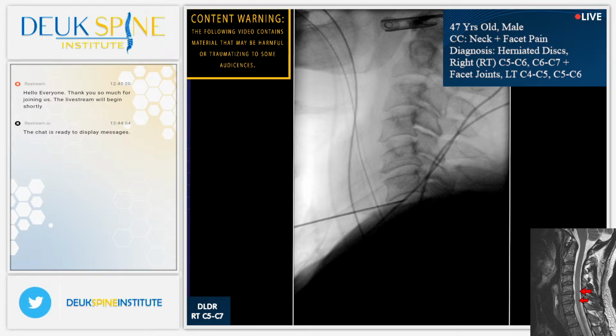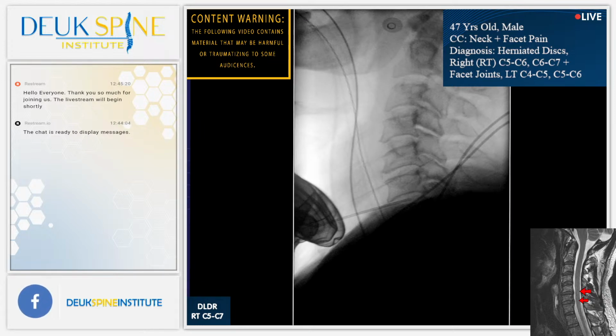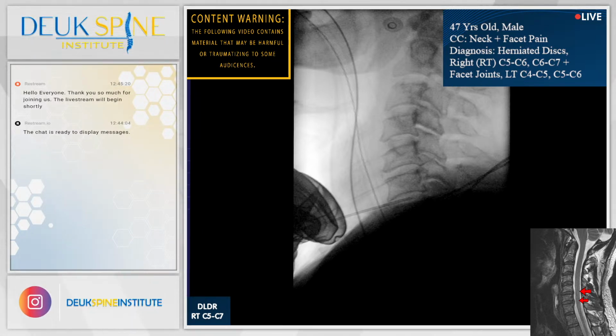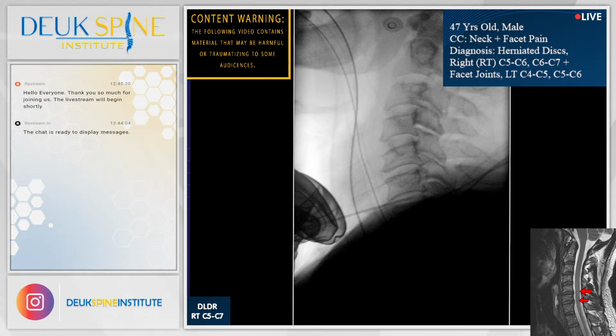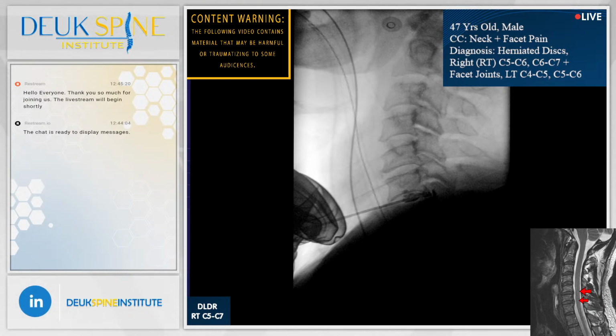We're going to do a discogram next because we're at 6, 7. Shot. That's a little bit better, but we need to move them more. 2, 3, 4, 5, 6, 7. Everyone agree? Shot. All right, there's the dye.